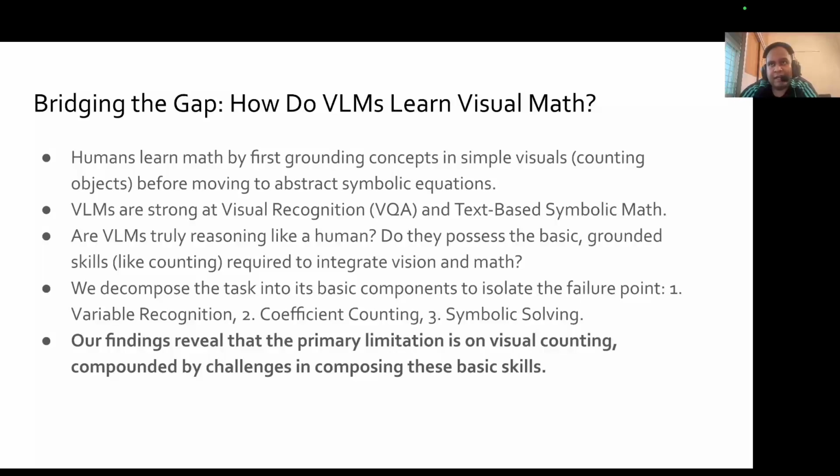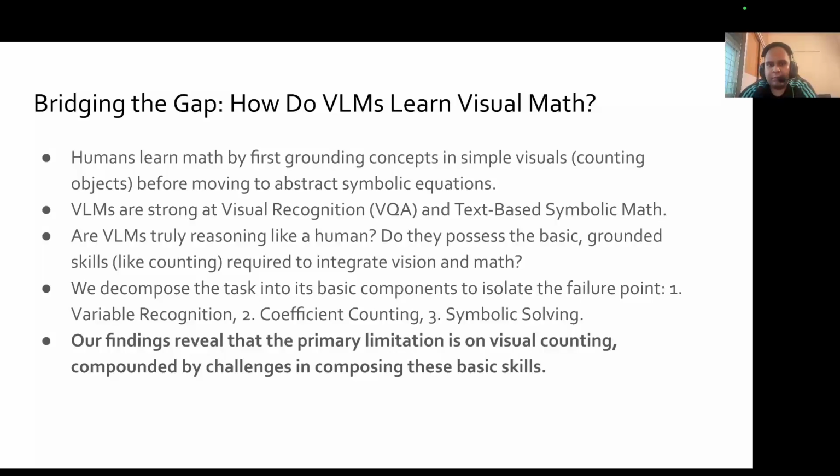We already know that VLMs are strong in tasks like visual question answering and anything involving visual recognition. And the LLMs which are used underlying making these VLMs are getting better and better in solving text-based symbolic math. However, our main question here today is, are VLMs truly reasoning like a human? Do they possess the basic grounded skills like counting required to integrate vision and math?